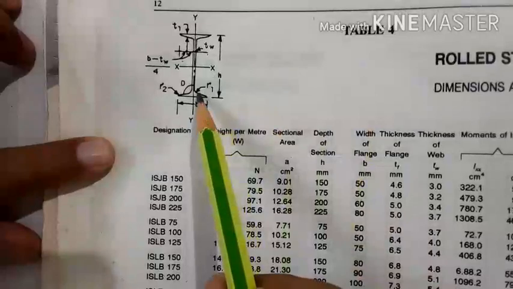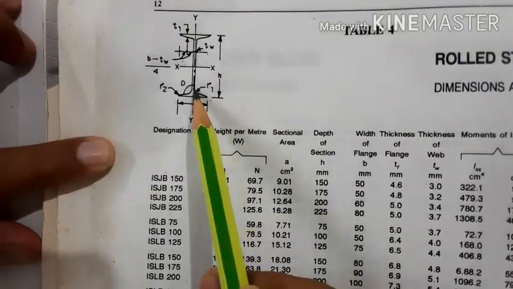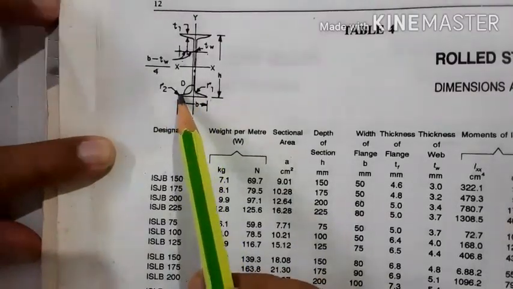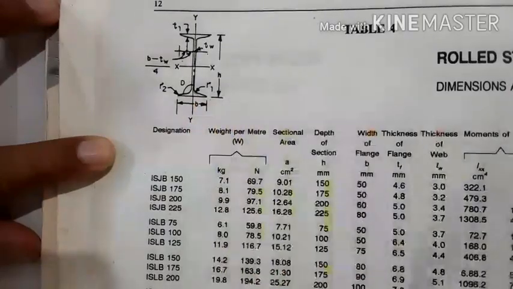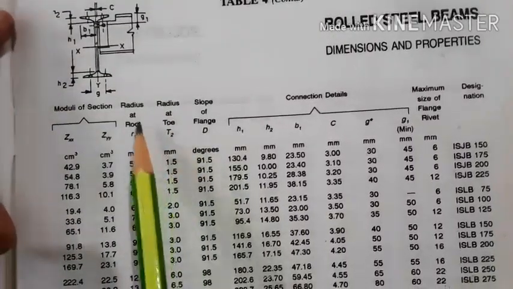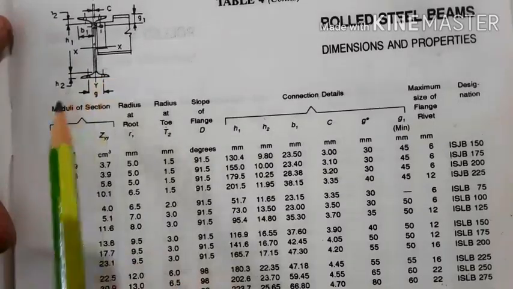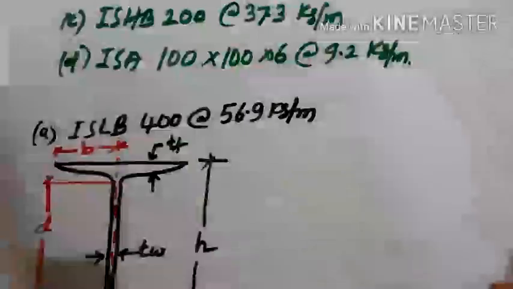Then in this figure, R1 represents the root radius, and this is the radius at toe. This is given here: radius at root and radius at toe. So this is the root and this is the toe, and those radii are also required here.